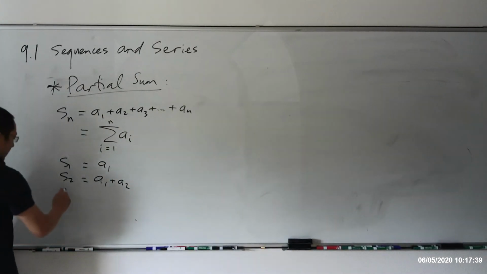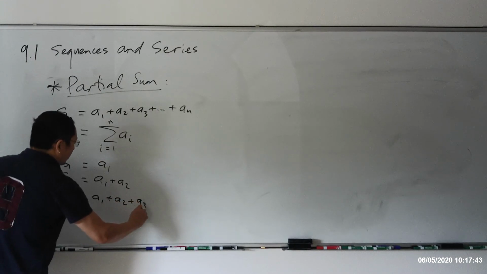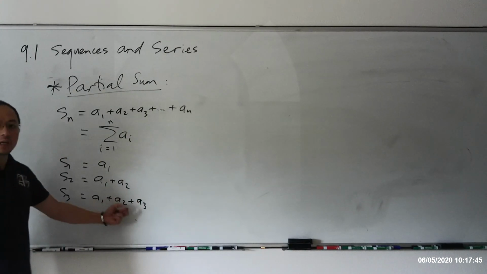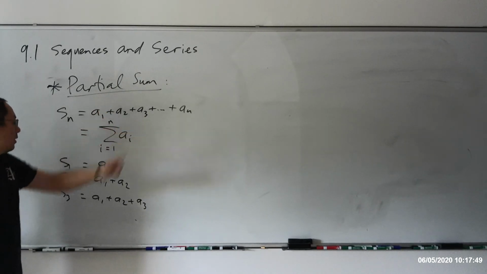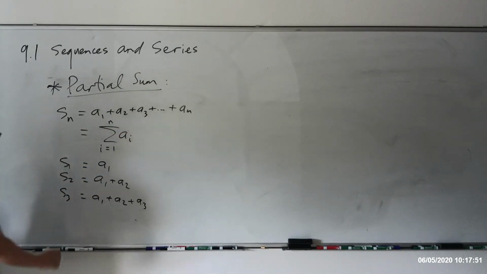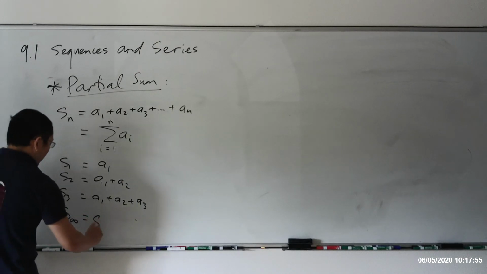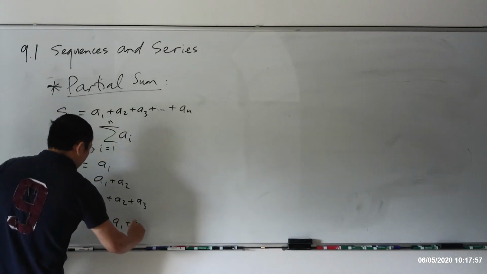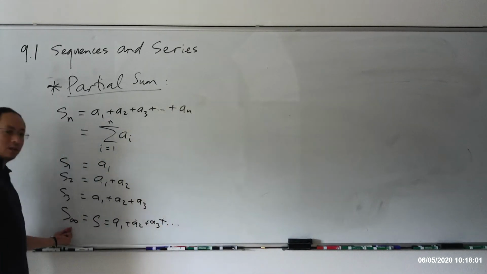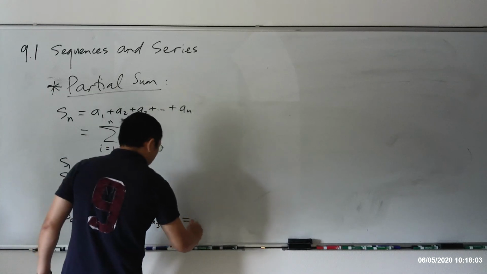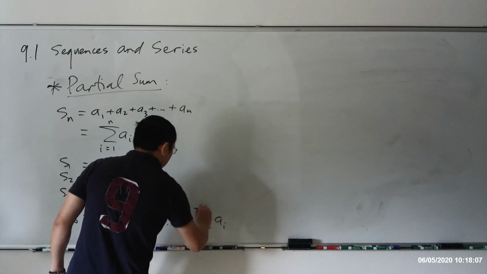All right, and then S3 is A1 plus A2 plus A3. S4 is A1 plus A2 plus A3 plus A4. Sn is A1 plus A2, A3 all the way to An. And then you can think of this one as infinity. It's actually denoted by S, which is A1 plus A2 plus A3 and so on forever. We don't have the answer as n goes to infinity, and this is really your series, the sum of Ai, i from 1 to infinity.